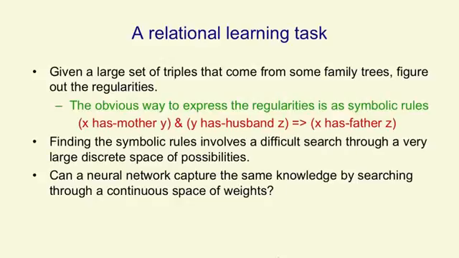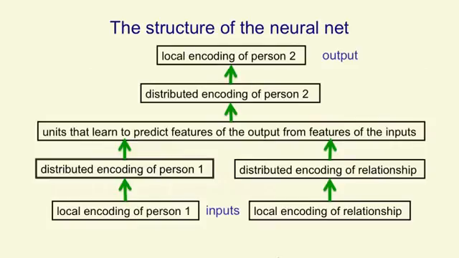And the way it's going to do that is we're going to say it's captured the information if it can predict the third term in a triple from the first two terms. So at the bottom of this diagram, we're going to put in a person and a relationship, and the information is going to flow forwards through this neural network, and what we're going to try and get out of the network after it's learned is the person who's related to the first person by that relationship.